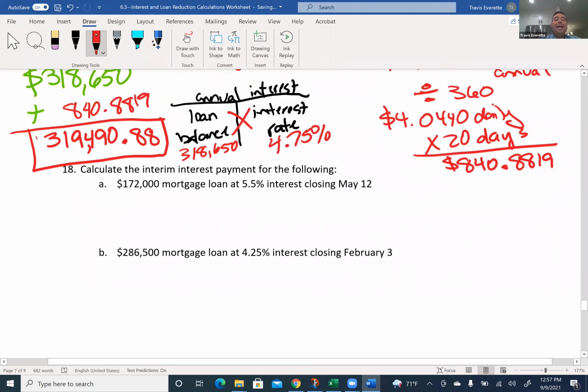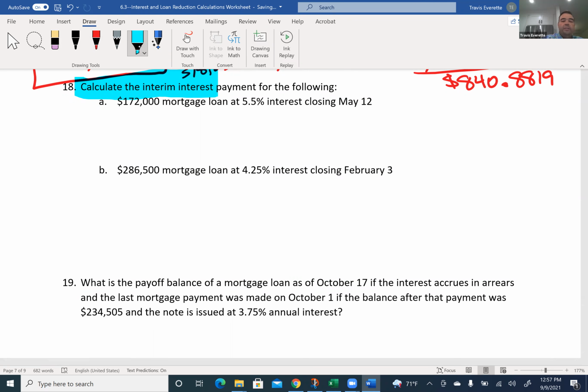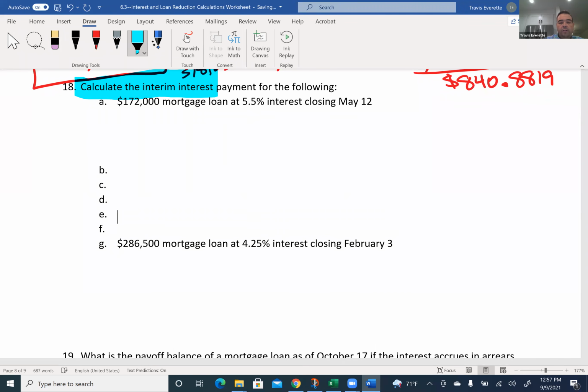Number 18 asks about the opposite side of the month. It says calculate the interim interest. I need to make a note for myself here about interim interest. I need to give myself a little more room to work with on these questions.